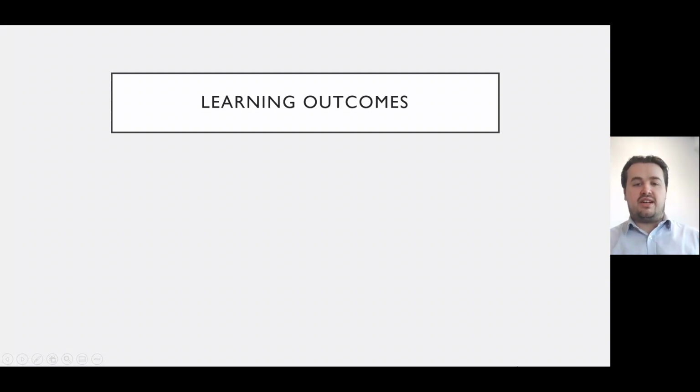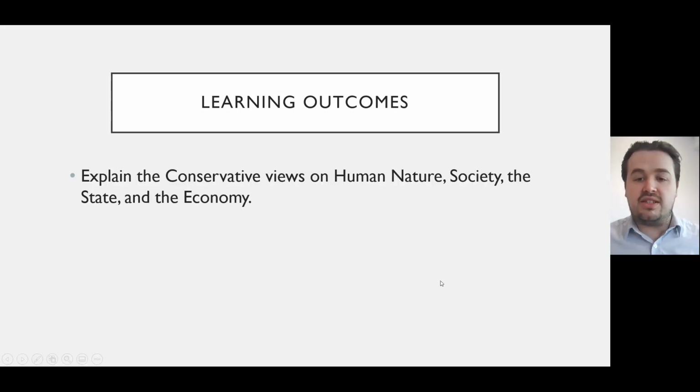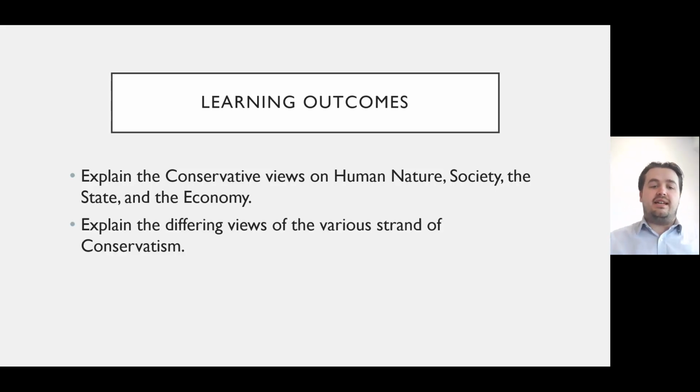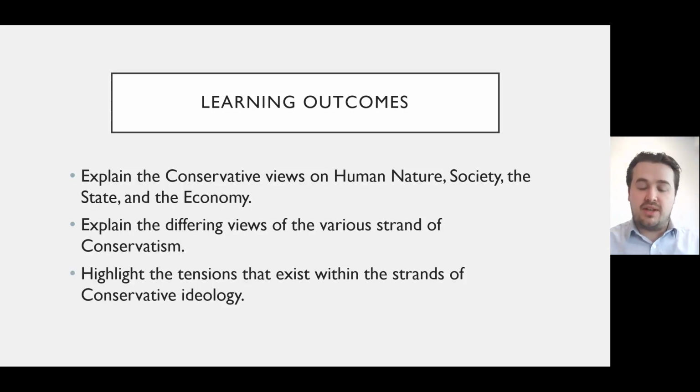So just some of the things that we're going to cover in this little online session today, starting with conservatism, and I will do videos on the other ones. We're going to explain the conservative view on human nature, society, the state, and the economy, first off. Secondly, we're going to explain the differing views of various strands of conservatism as well, and then we're going to highlight the tensions that exist within those strands, as well as looking at some of the key thinkers that we know we have to include in our essays to highlight some example use.